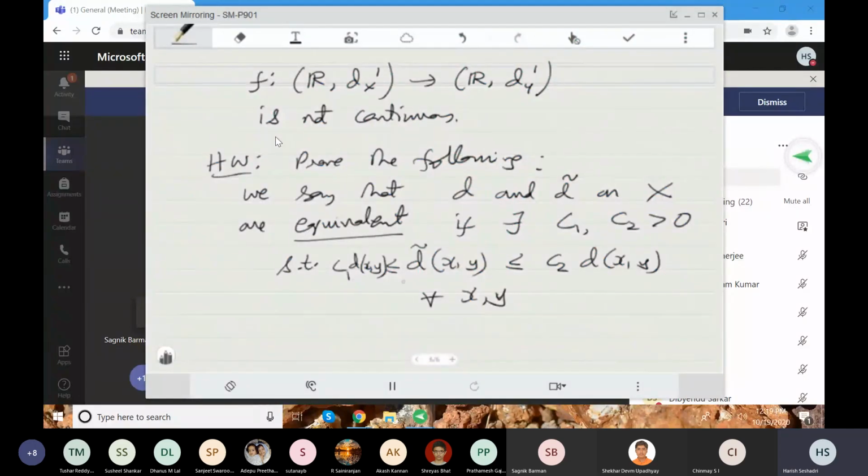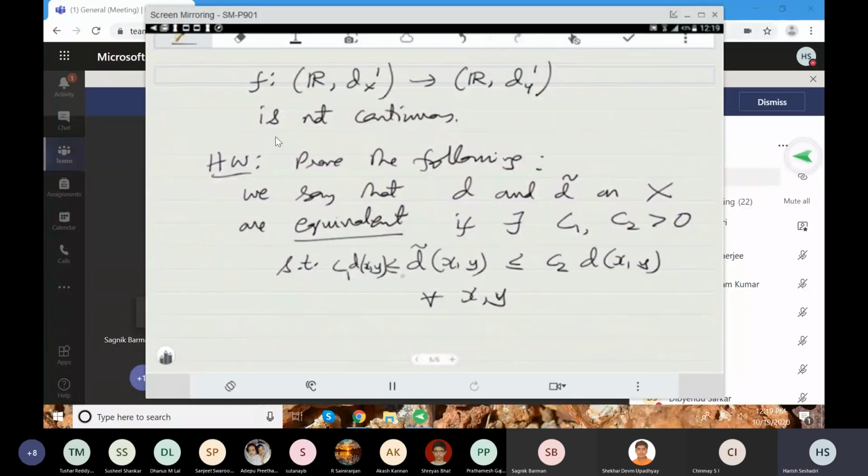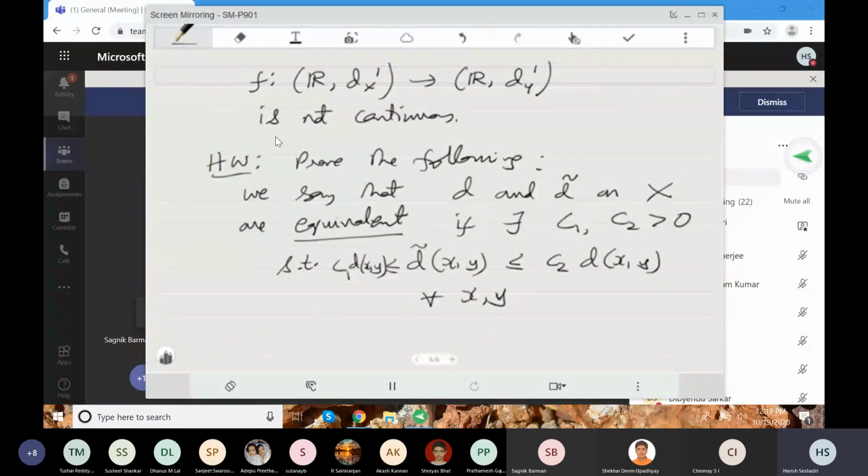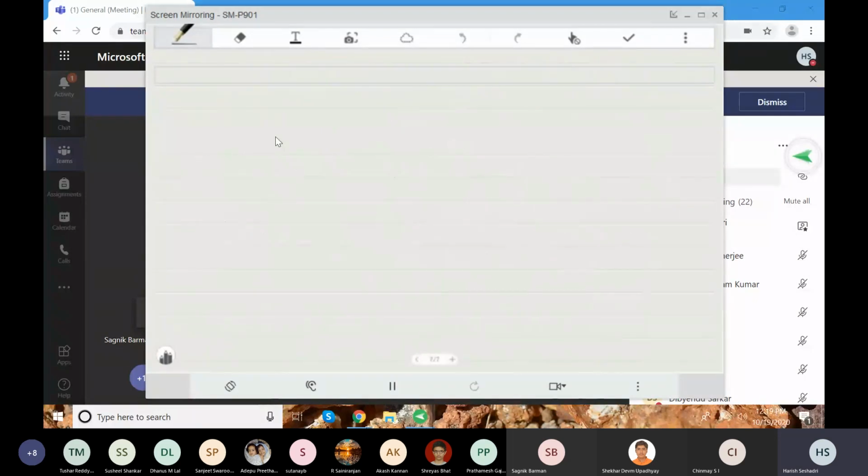Of course, we are not demanding that the two metrics are equal or even scalar multiples of each other, but almost scalar multiples of each other. If this happens, we say that the metrics are equivalent. This is the definition, so there is nothing to prove here. The proof part comes now.